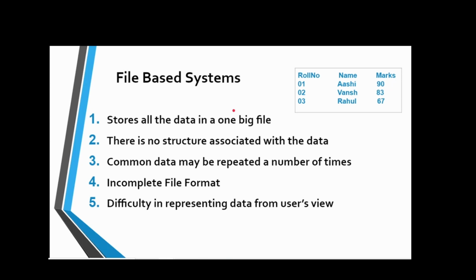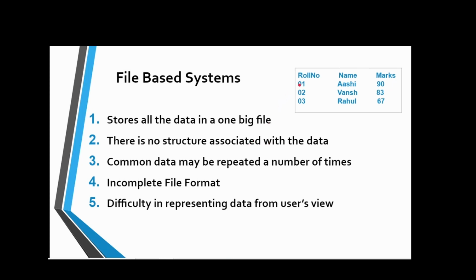So some features of file system I would like to discuss over here. So first is it stores all the data in one big file. All data is there in one big file. As you can see on the screen, there is a file, and you can see roll number, name are separated by a space or a tab. Sometimes it is separated by a comma, that is comma separated values are there. Okay, now there is no structure associated with data. Means as you can see, roll number field is there.